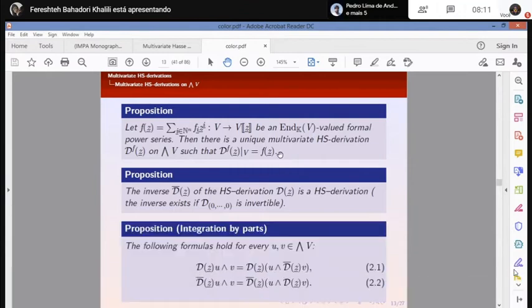The next proposition, which we call integration by parts, is a very important proposition. These two formulas, called the integration by parts formulas, actually hold for univariate Hasse-Schmidt derivations and the multivariate case too, and we use these formulas to prove the main theorem for the multivariate case.